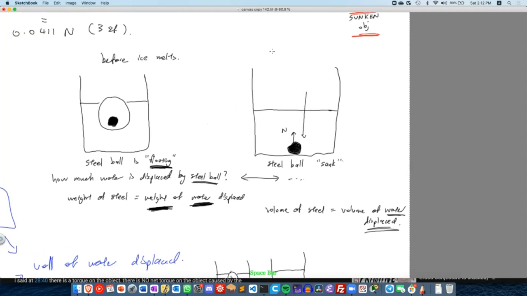So I guess the key concept over here is that before the ice melts, because the steel ball is floating, the weight of it equals the weight of water displaced. The weights are equal. Whereas after the ice melts, the volumes are equal.